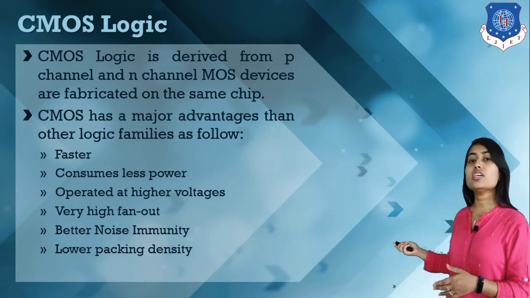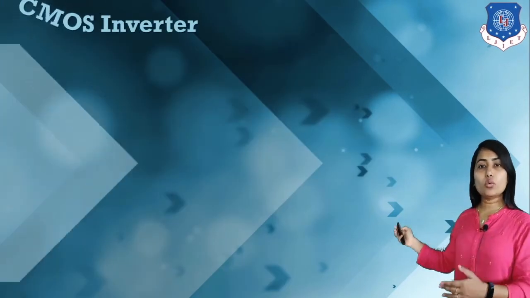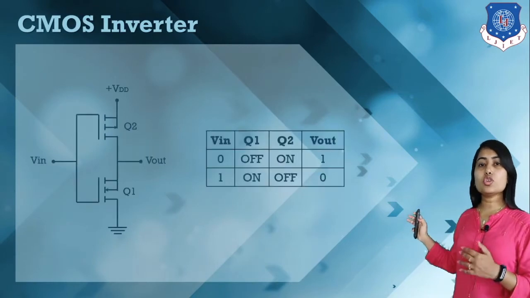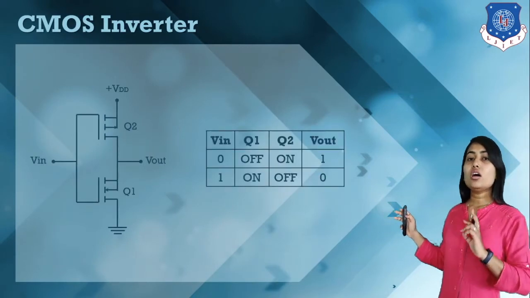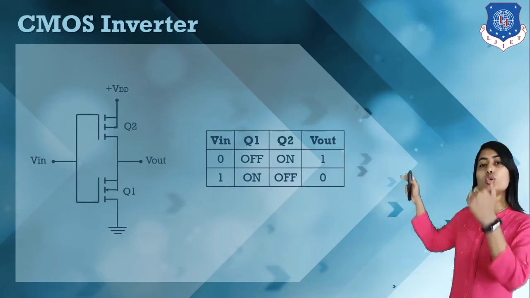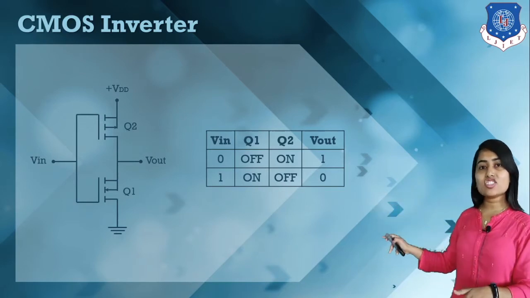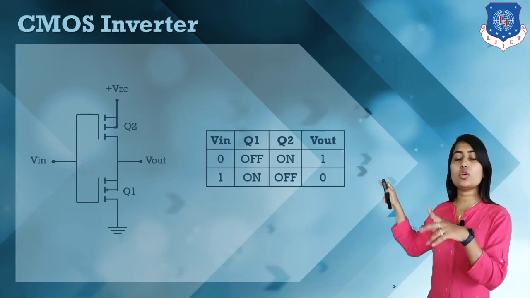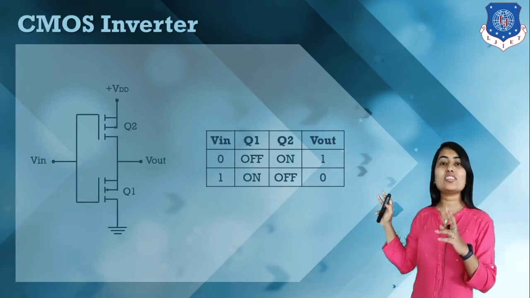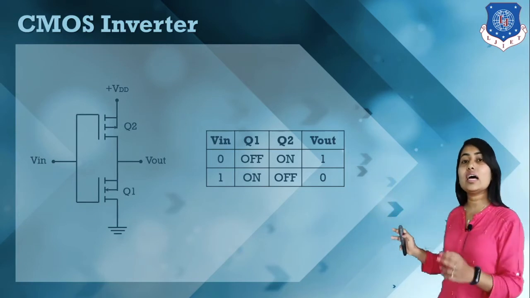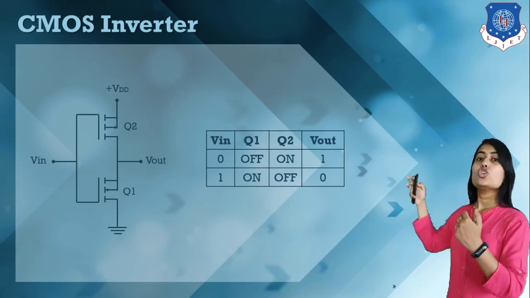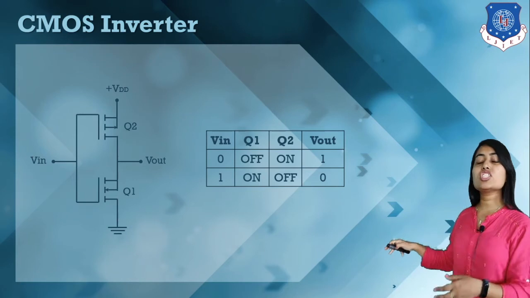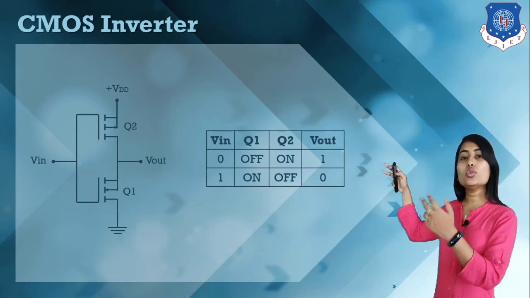So first we have a CMOS inverter. Here we have one input, and for this one input we have two MOSFETs. First is an N channel MOSFET, second is a P channel MOSFET, because here we use complementary MOSFETs. So here Q1 is the N channel MOSFET and Q2 is the P channel MOSFET.